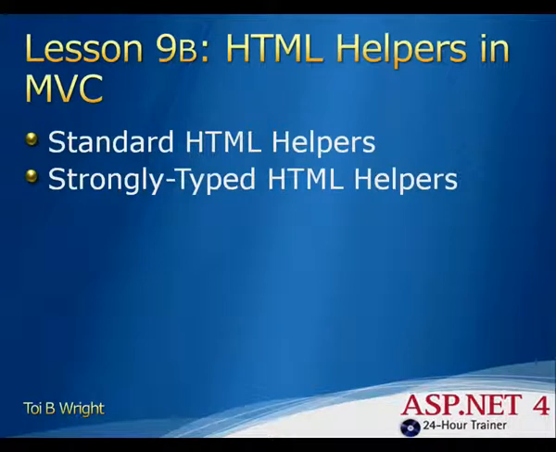Strongly typed HTML helpers use lambda expressions when referring to the model that has been passed to the view. Strongly typed HTML helpers also have a selection of helpers divided by class, and those classes are the input extensions, label extensions, select extensions, text area extensions, and validation extensions, to name a few.